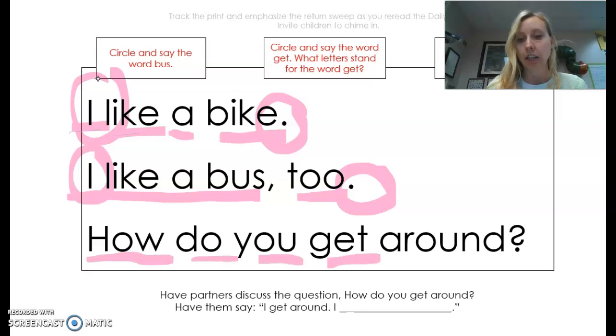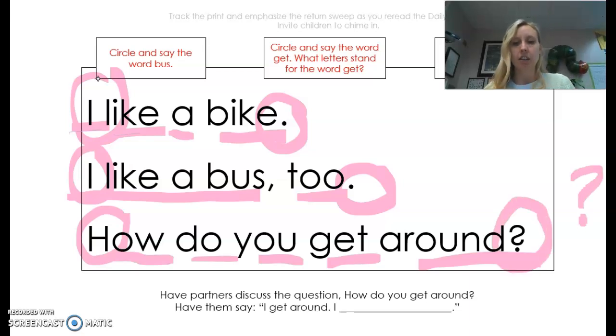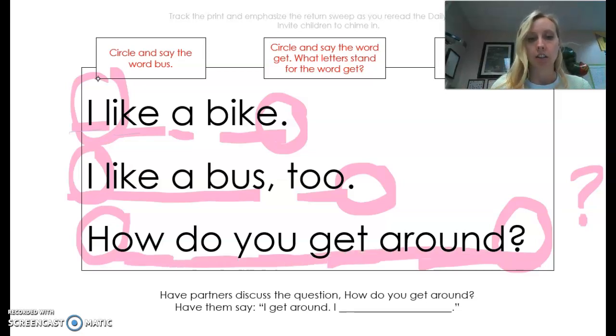Here we go again. How do you get around? Capital 3, 2, 1. H. And here's our one that looks a little different. 3, 2, 1. Question mark. How do you get around?